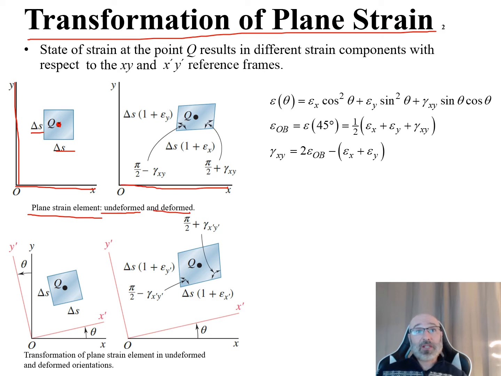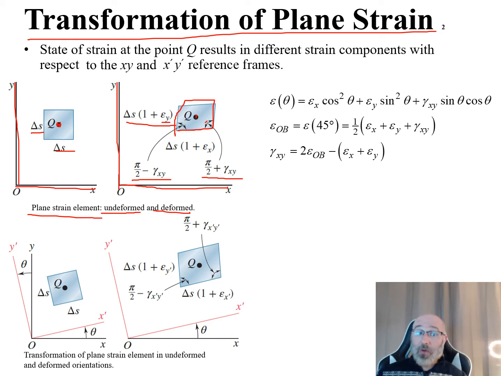There's our same x-axis and y-axis, and now we can see this deformed element right here. And there's our Q point right in the middle again. We can see we have this angle here. This is pi over 2 plus our gamma xy, pi over 2 minus our gamma xy, and now our side over here, rather than being delta S, is delta S times 1 plus our epsilon sub y.